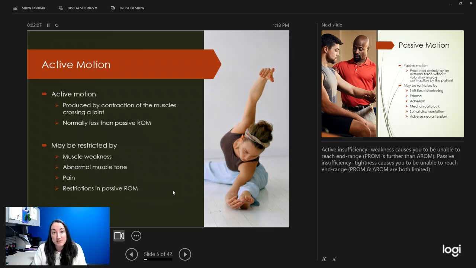With passive insufficiency, this is caused by tightness. A tight muscle is limiting your ability to reach end range. It could be tight ligaments and other things as well, but typically tightness is the limitation. So both passive and active range of motion are limited with passive insufficiency. So active insufficiency is caused by weakness. Passive insufficiency is caused by tightness.